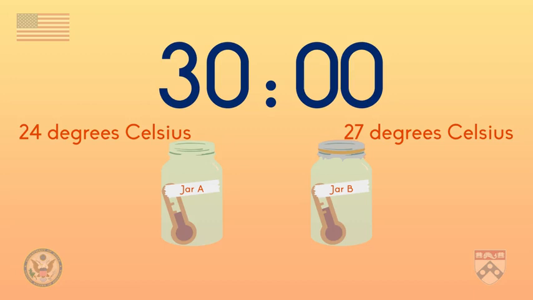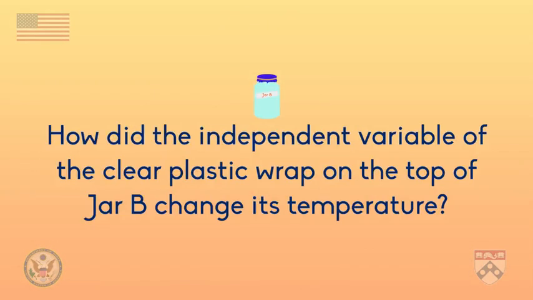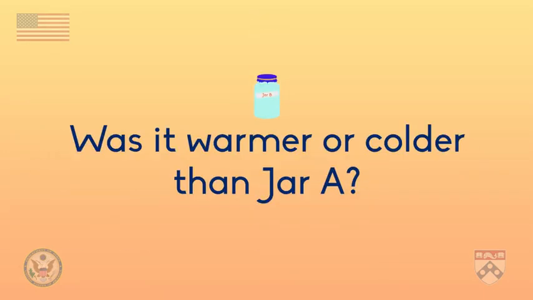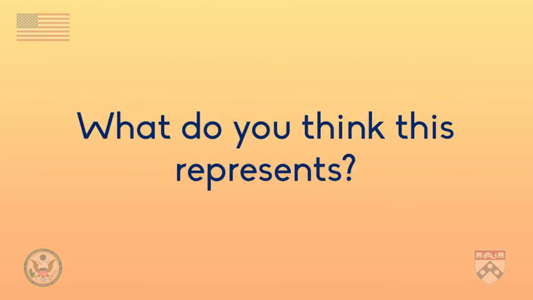As you look at your data, remember that jar A represented the Earth's atmosphere in its most basic form, and jar B represented the Earth's atmosphere, but was covered at the top with clear plastic wrap and a rubber band. So let's think about our results. How did the independent variable of the clear plastic wrap on the top of jar B change its temperature? Was it warmer or colder than jar A? What do you think this represents? Think about all of these questions and write them in the discussion board following this video.